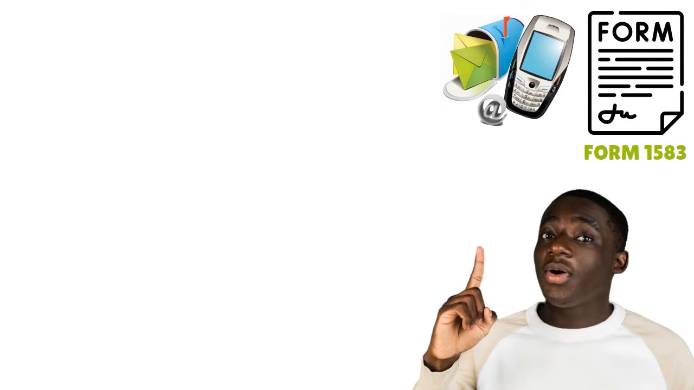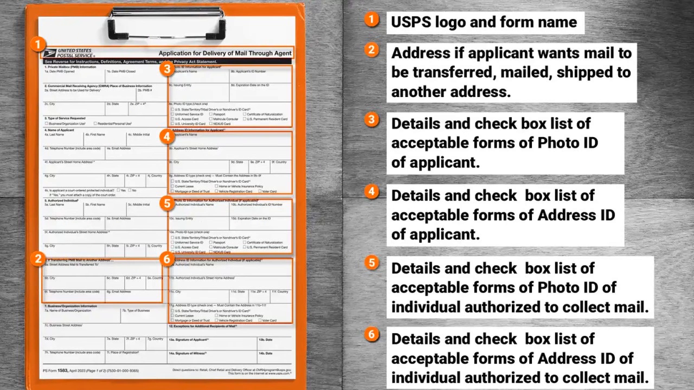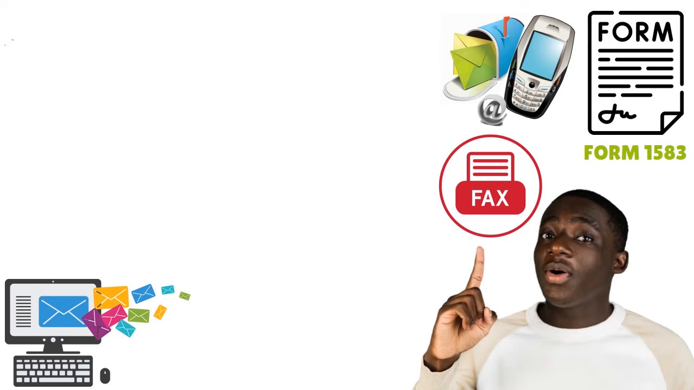So there are different ways to send the Form 1583 and IDs to your CMRA. Actually, there are three ways. So you have mail, email, or fax. When we talk about mail, you send the original copy, not a photocopy, of the form, along with the photocopy of the IDs, to the mailing address listed on the CMRA's website.